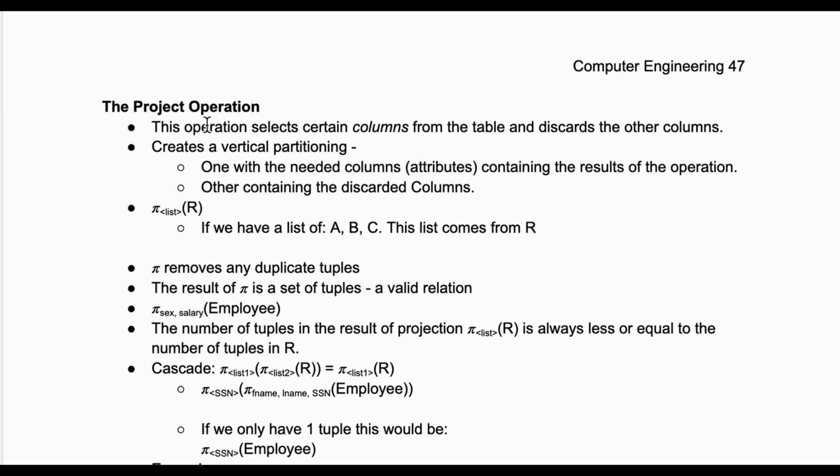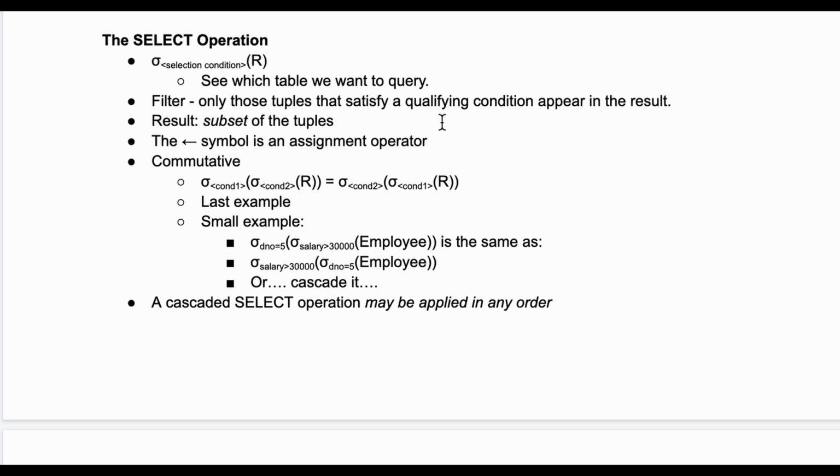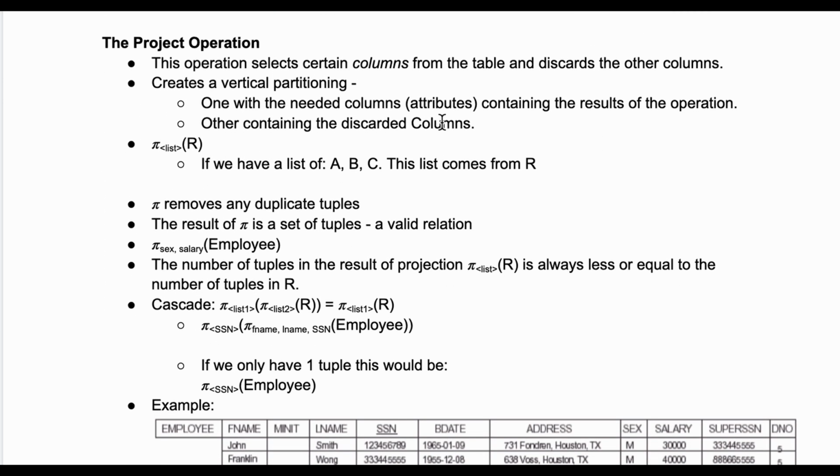Project operation. This operation selects certain columns from the tables and discards other columns. So this is the next part of our notes for relational algebra with database management systems. Previously, we've looked at the select operator, where we selected tuples, which are our rows, and now we're going to be selecting columns, which is the project operation.